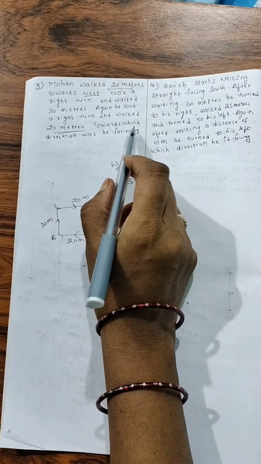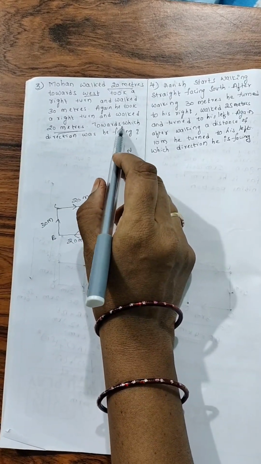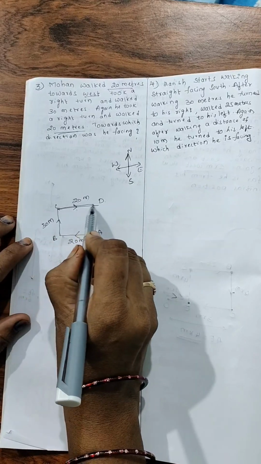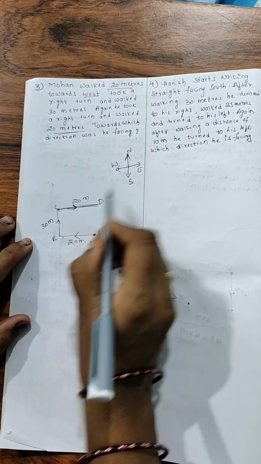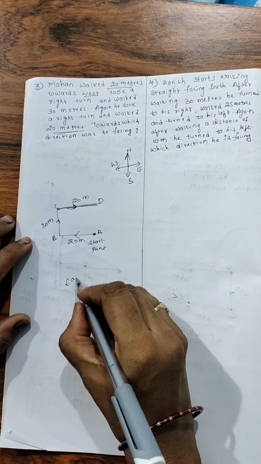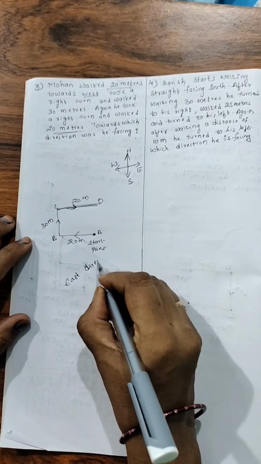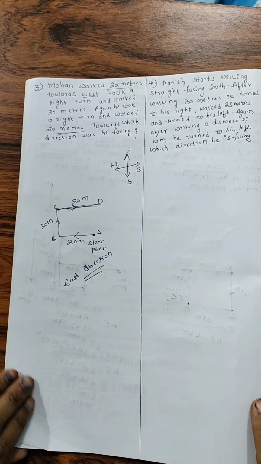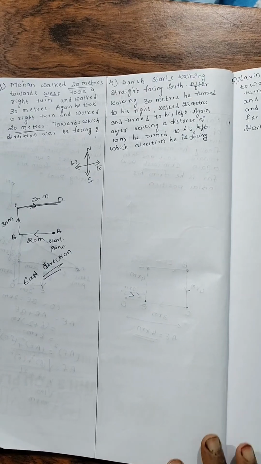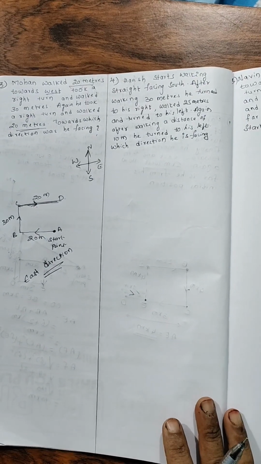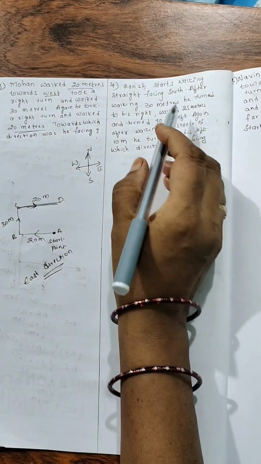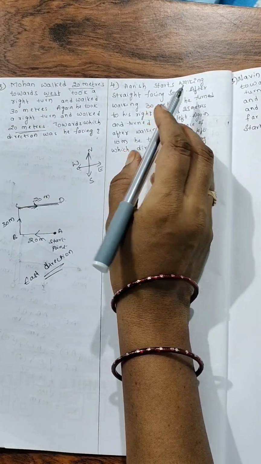Right? And what is the question asked? Towards which direction is he facing? Now he is coming in this direction, which means he is facing east direction. Clear? Next, an easy direction test. You need to understand the question perfectly. That's it. So now let us go for the next question.